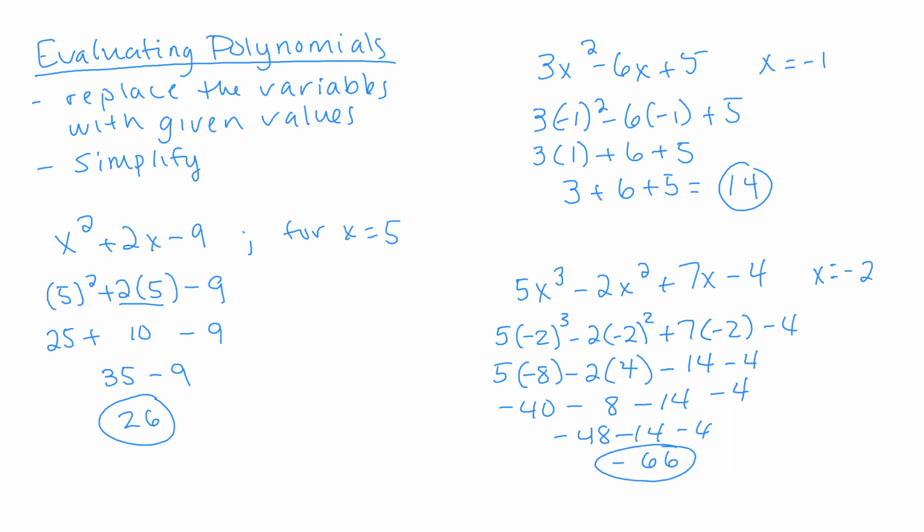Now, you could certainly have a situation where you have multiple variables. It would be the same thing. You're just going to be given 2 replacement values. So if you had an x and a y, let's just go ahead and look at an example. Let's say that we have x squared plus 2xy plus 4y squared. In this case, since you have 2 variables, you'll get 2 replacement values. So we're going to evaluate for x is 2, y is -3.